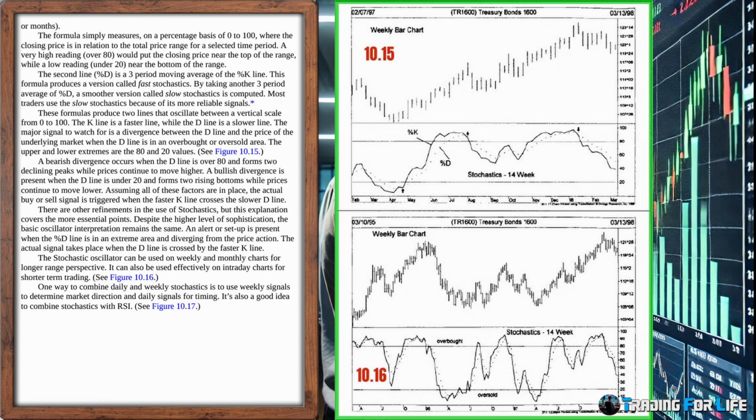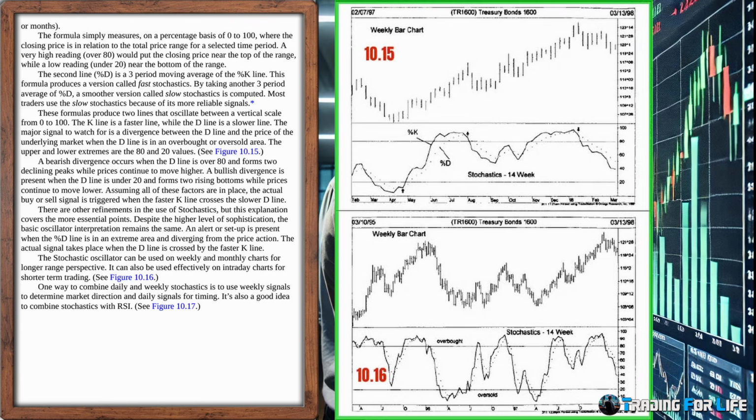points. Despite the higher level of sophistication, the basic oscillator interpretation remains the same. An alert or setup is present when the percent D-line is in an extreme area and diverging from the price action. The actual signal takes place when the D-line is crossed by the faster K-line. The stochastic oscillator can be used on weekly and monthly charts for longer range perspective. It can also be used effectively on intraday charts for shorter-term trading.